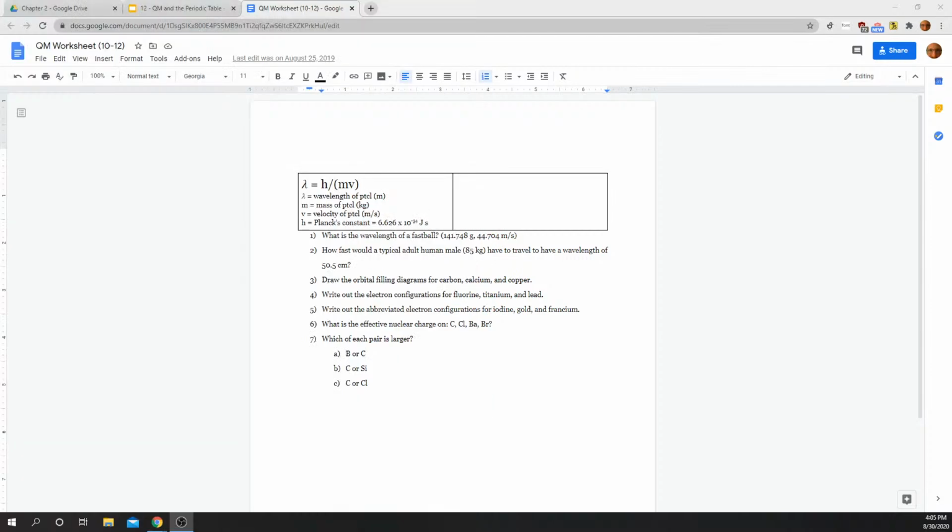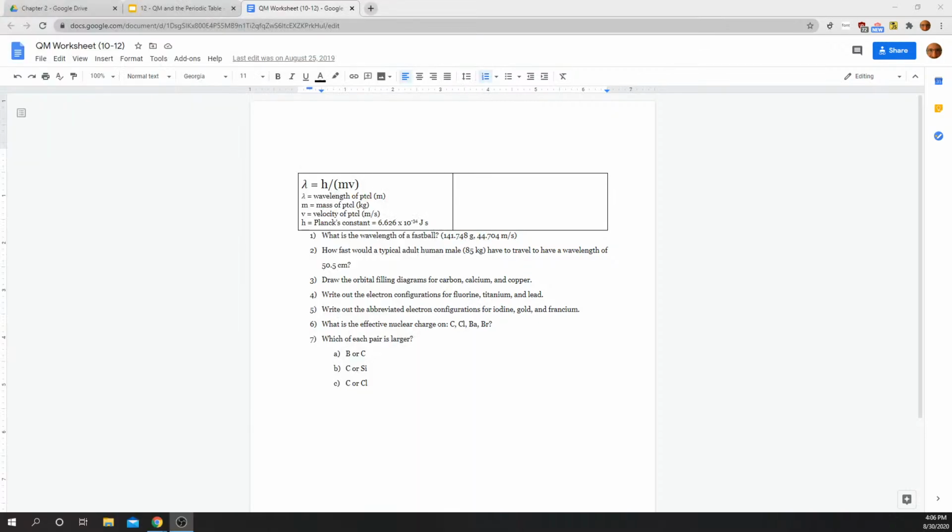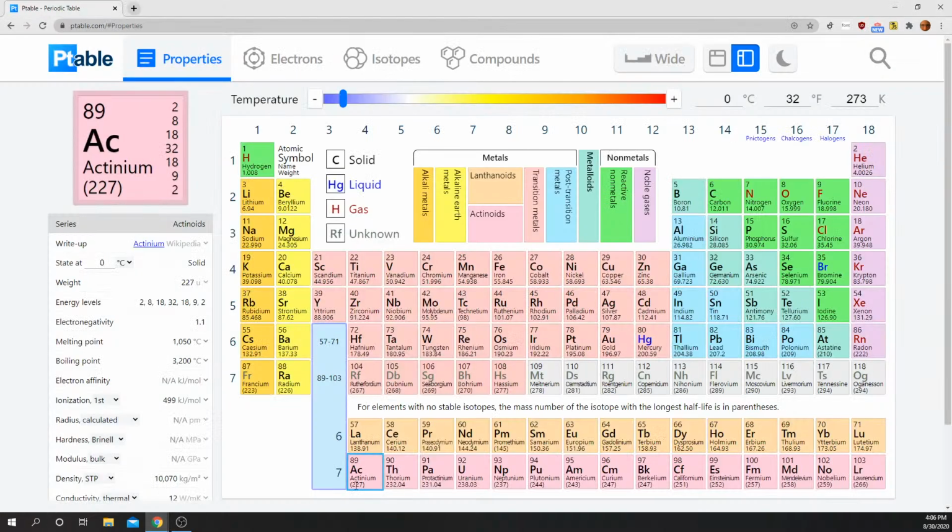Okay, so next up, abbreviated electron configurations for iodine, gold, and francium. You notice I went for the bigger atoms for the abbreviated electron configurations because they aren't nearly as annoying. First up, we have iodine, right here, element 53. To abbreviate, we need the previous noble gas. The previous noble gas is krypton, element 36. Remember, previous, not closest. The closest would be xenon, but that's next. So you can go all the way to the right and then up 1 to get krypton.